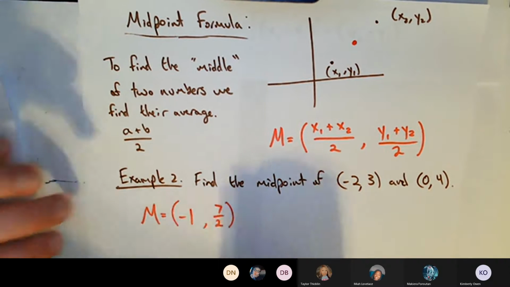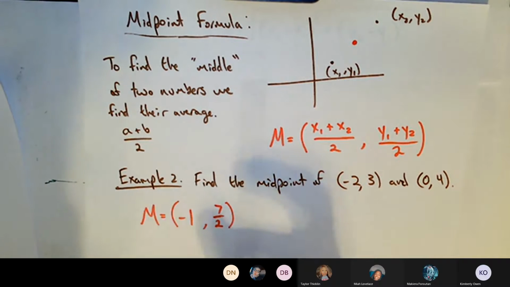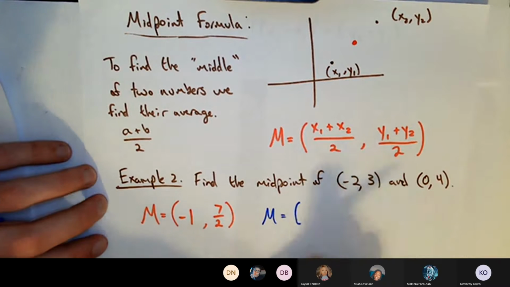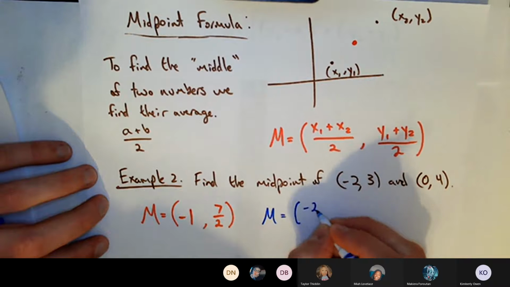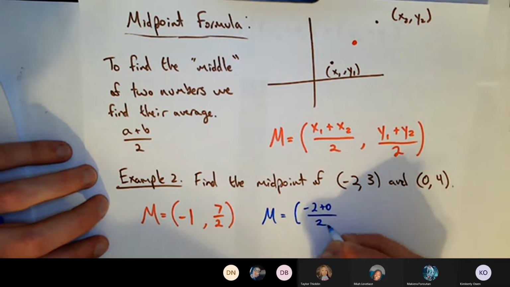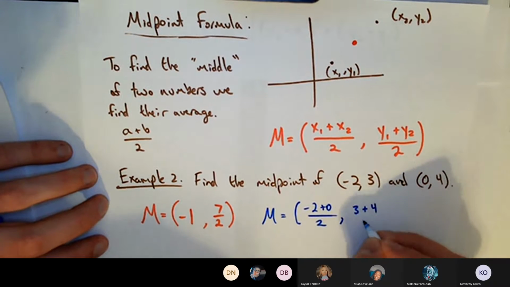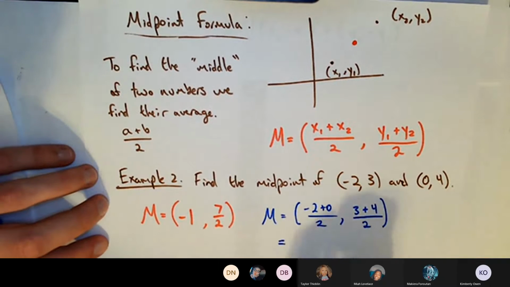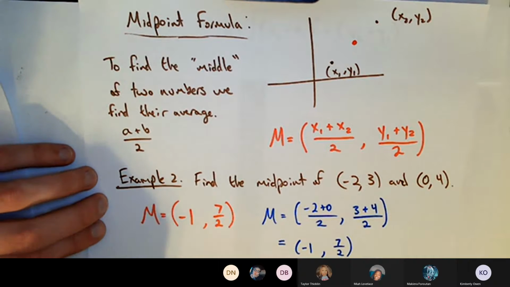-1. Good, -1. Okay, so just in case we're not clear on where those came from, I'll do the details here. So M is going to be, the x value is going to be the sum of the two x values from the coordinate points divided by 2, and then the y value is the sum of the two y coordinate points over 2. Of course, -2 plus 0 is just -2. -2 divided by 2 gives me -1, and then 3 plus 4 is 7, and over 2, which, as Devin said, we can write as 3.5.